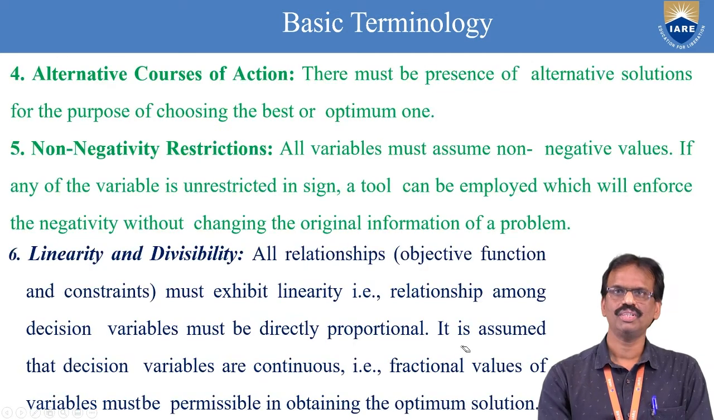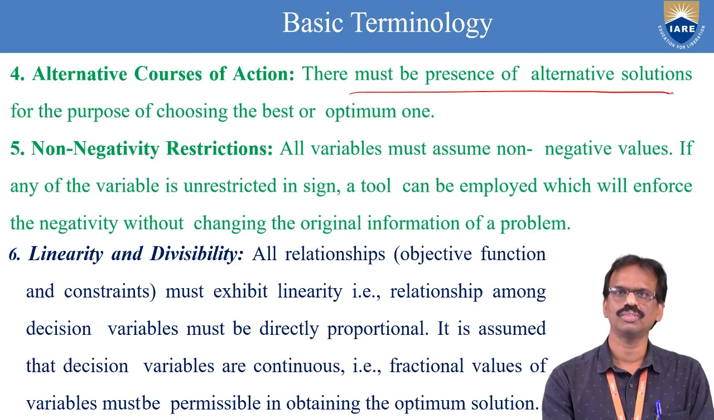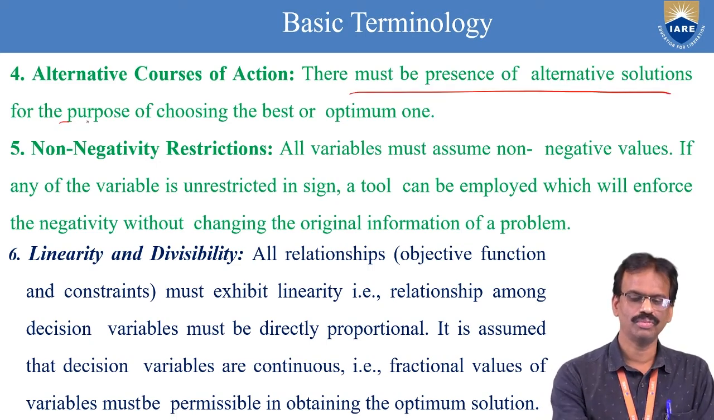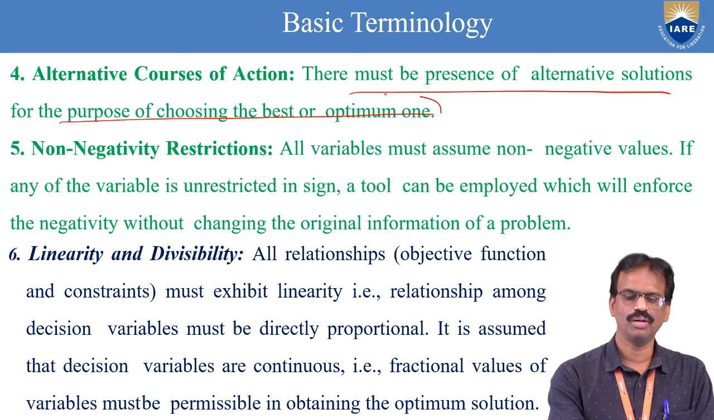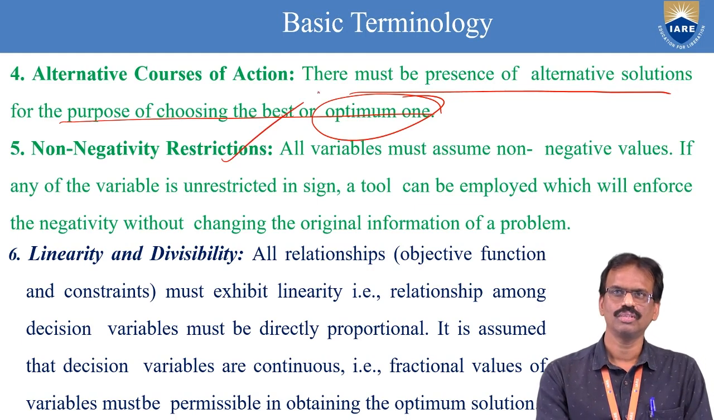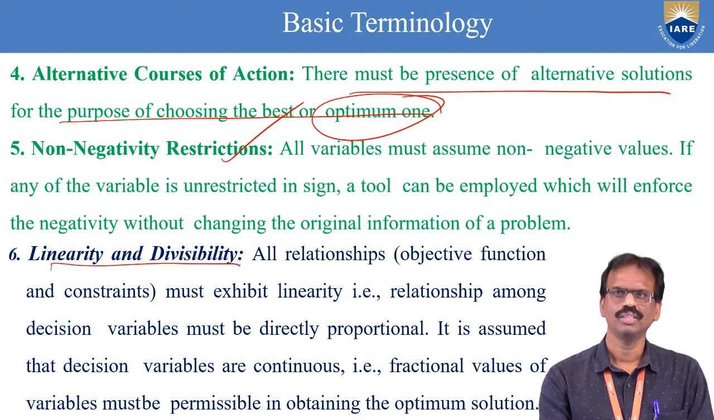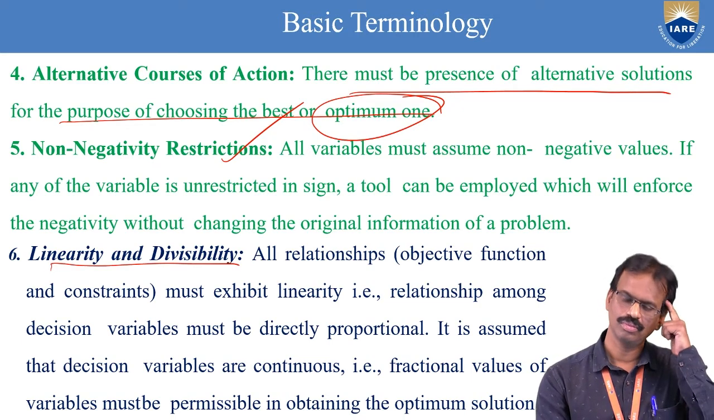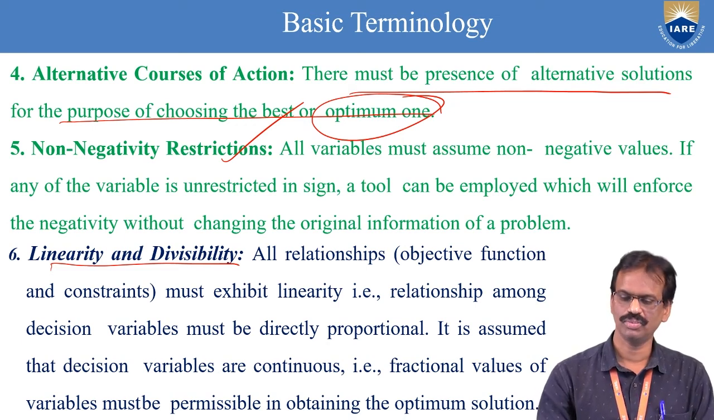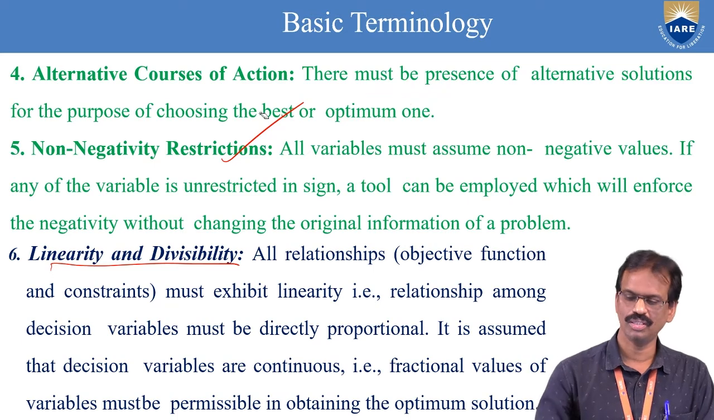Next is the alternative course of action. As the fourth point, there must be the presence of alternative solutions for the purpose of choosing the best optimum one. Next is the non-negativity restrictions, then linearity and divisibility. So you have to consider all the parameters. We'll also see the main steps involved in linear programming.